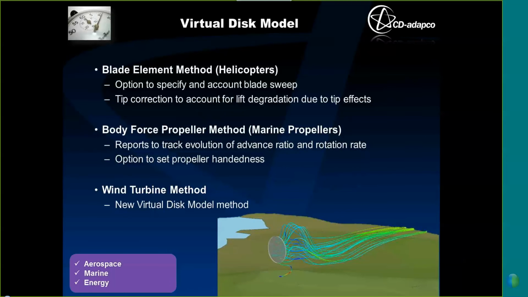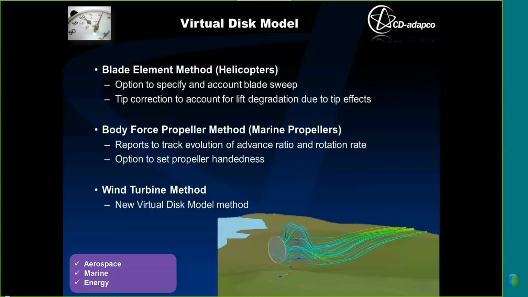We've made some modifications to our virtual disk model. So the first change we've made is to the blade element method applicable to helicopters. We now have an option to specify and account for the blade sweep. And you can also apply a tip correction to account for lift degradation due to the tip effects.